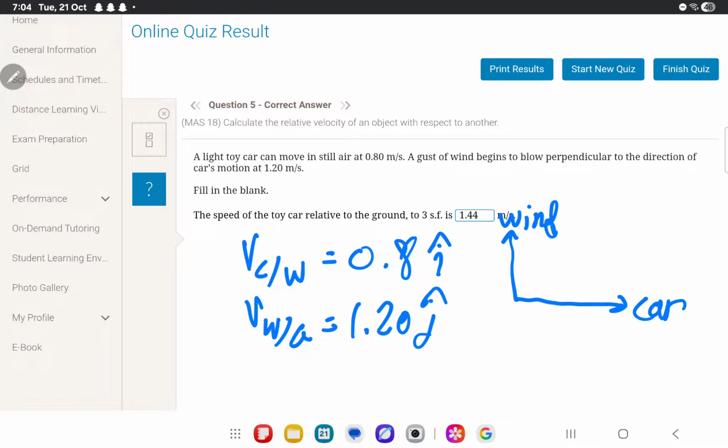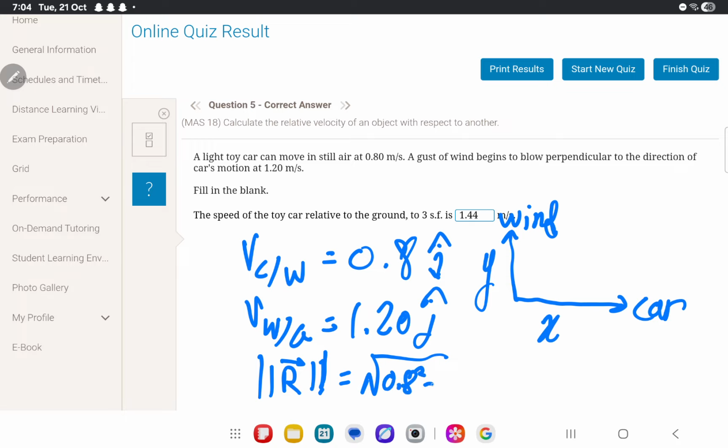Okay, so the car is what? Only 0.8 I, right? Because you're only going towards the X direction. The wind is 1.20 J. Why? Because it's only going towards the Y direction. So what is the magnitude of this? Because you're gonna add them up and find the magnitude. So this is essentially the resultant. The answer is gonna be the resultant. It's gonna be the square root of 0.8 squared plus 1.2 squared. This gives me 1.44 meters per second. Done.